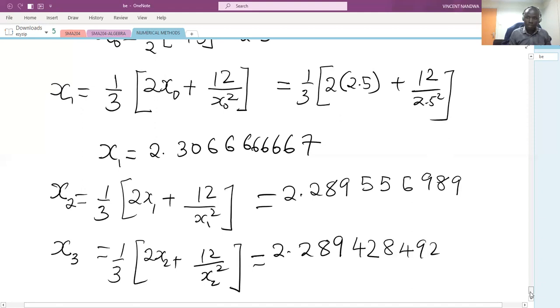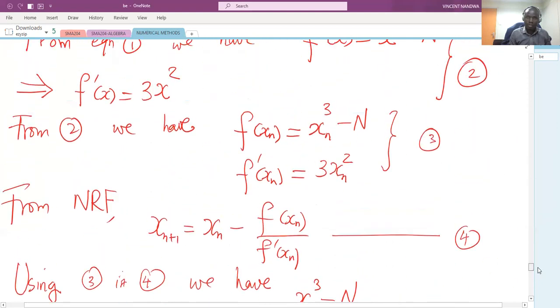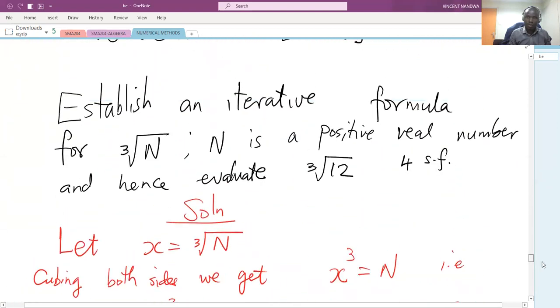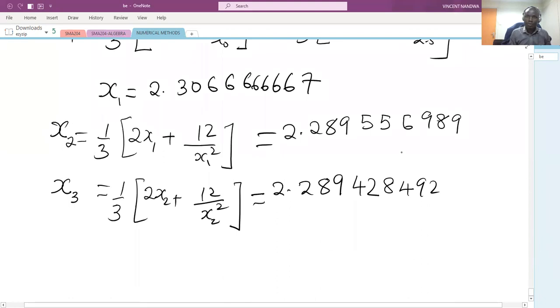This gives 2.289428492. The accuracy for this question was 4 significant figures. So let's see: x2 to 4 significant figures is 2.290, and x3 is 2.289. So they are different.